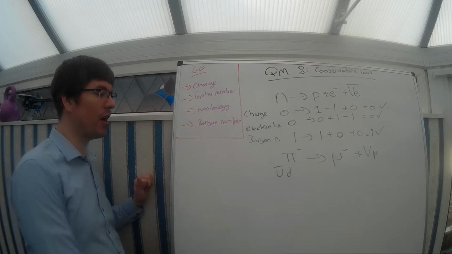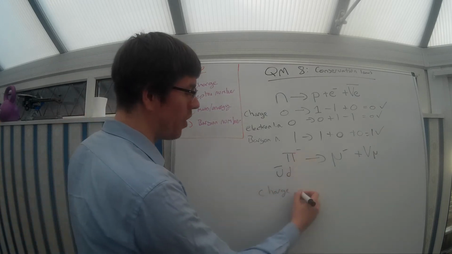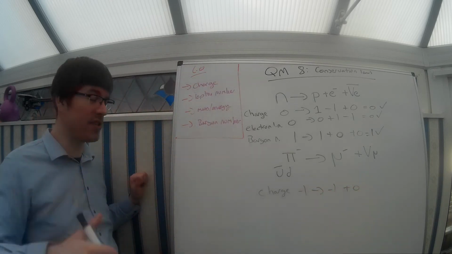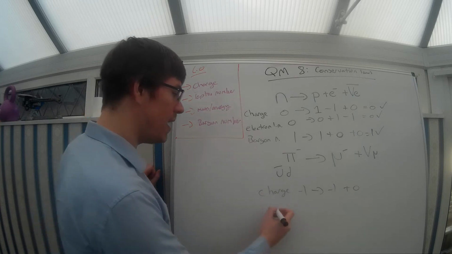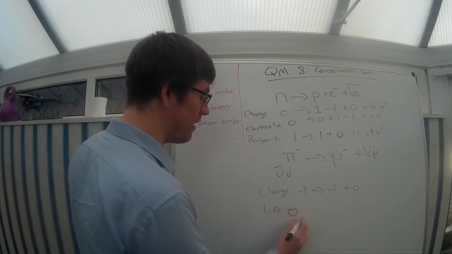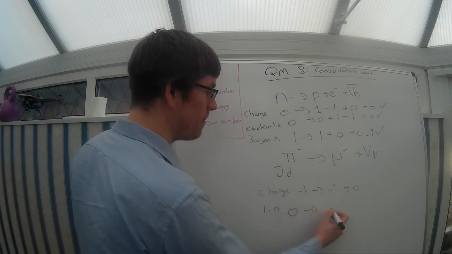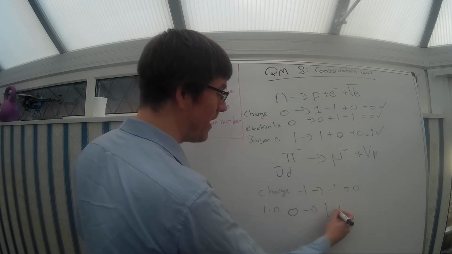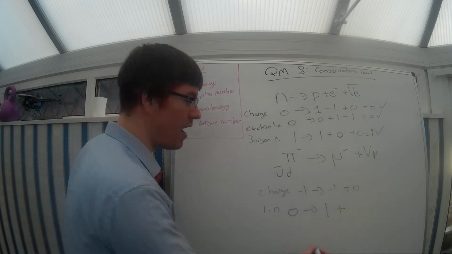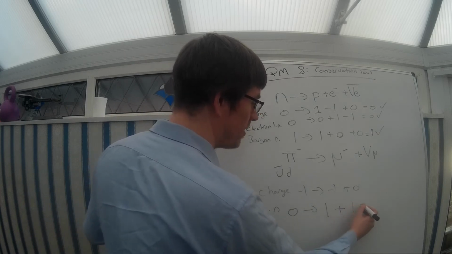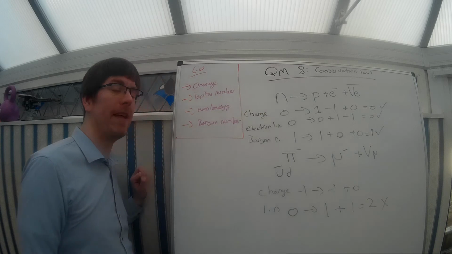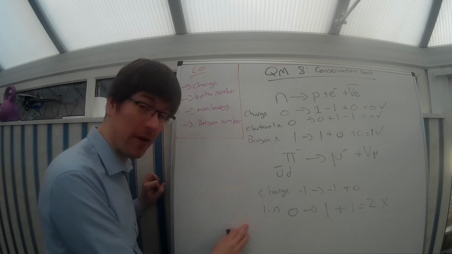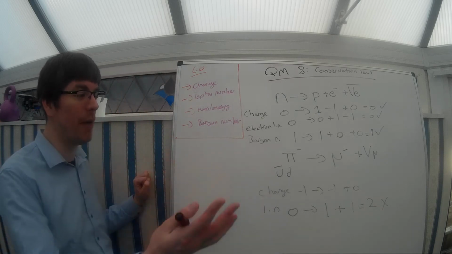Let's go through. So, charge, well, we've got -1 before. That's changing into -1 plus 0. So that's all right. Lepton number, well, we've got 0 before. But then our negative muon has a muon lepton number of 1 plus, this is a normal muon neutrino. So that's got a muon lepton number of 1, so that equals 2. So this could not happen. We don't even need to look at the rest of them now. Once one of the conservation laws has been broken, we know it cannot happen.